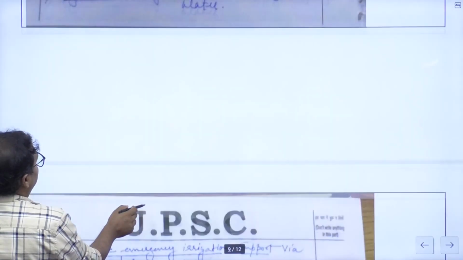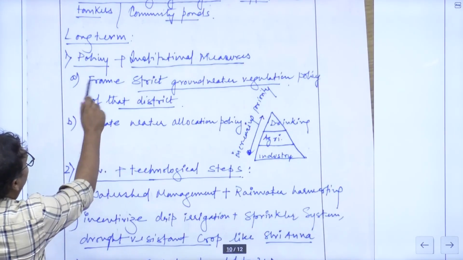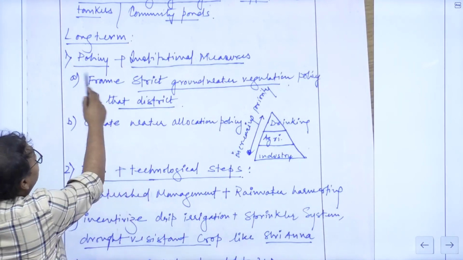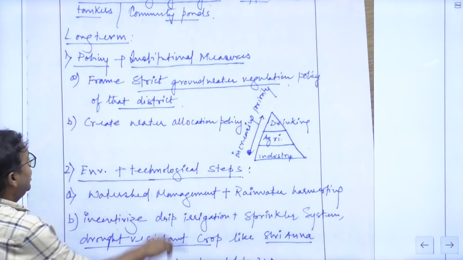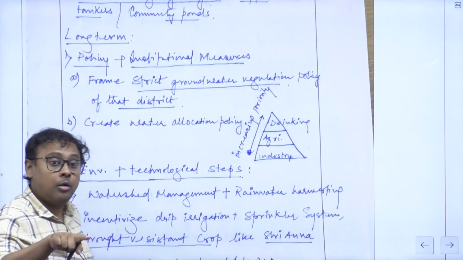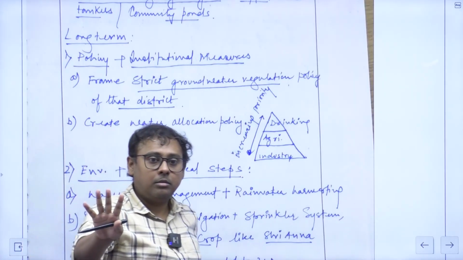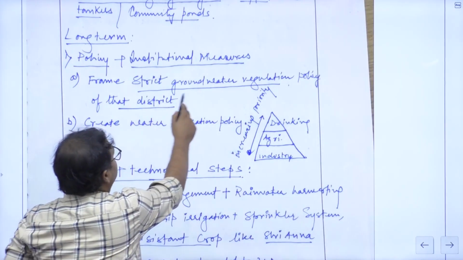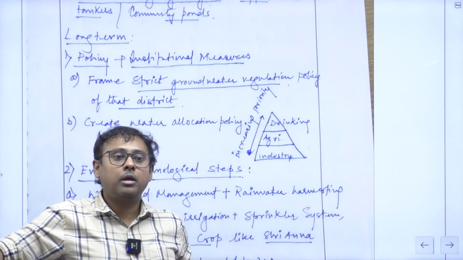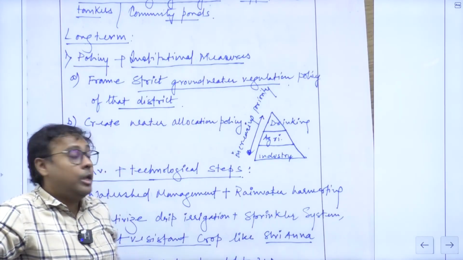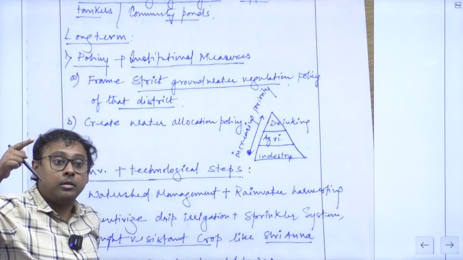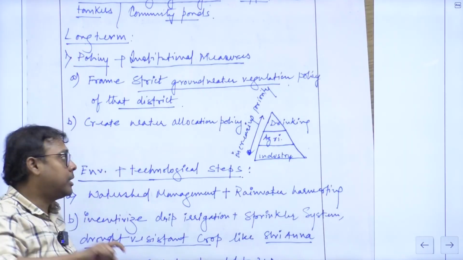Okay, chalo. So now what on a long-term policy and institutional measure, as we do more case studies, I will tell you how to frame this also. ठीक है? तो in policy में frame strict groundwater regulation policy of that district. Over India में तो है ही है. If you say frame strict groundwater regulation, then you are communicating to the examiner कि you don't know कि there is strict groundwater regulation. तो यहाँ पर क्या करना है? Frame strict groundwater regulation policy of that particular district. You tailor it as per that particular district.